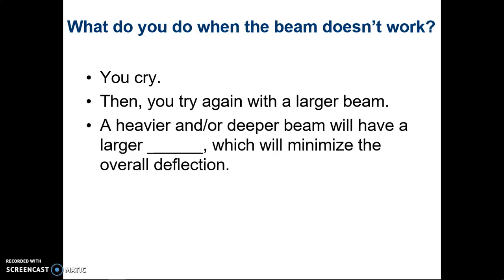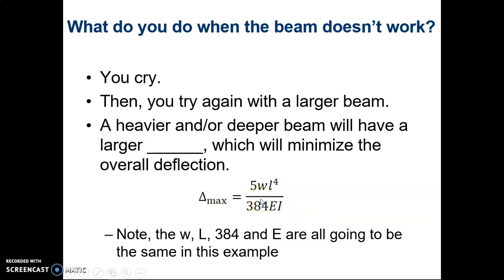You can now look at it. So we know that the equation is 5W L to the fourth over 384 EI. What is changing when you choose a different member? Well, the loading's not going to change. That's the same. The length of the beam is not going to change. That's still going to be 18 feet. The E is not going to change. That's just based on the steel. The only thing that will change is the inertia. And a heavier beam will have a larger inertia.